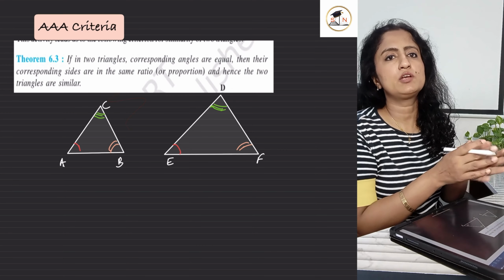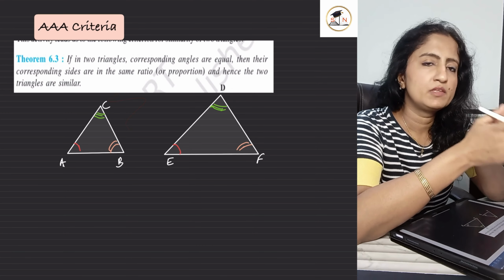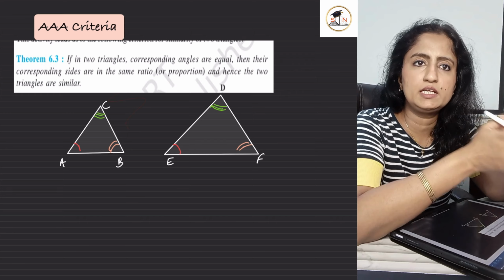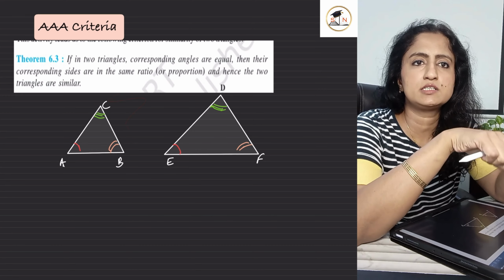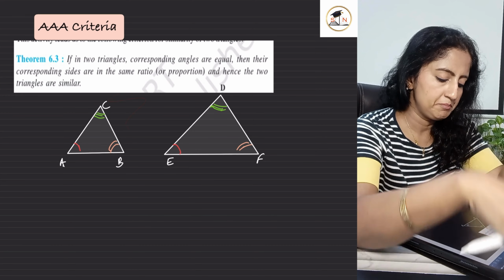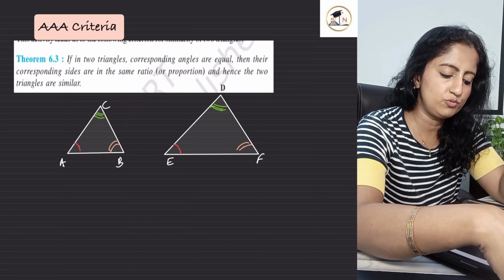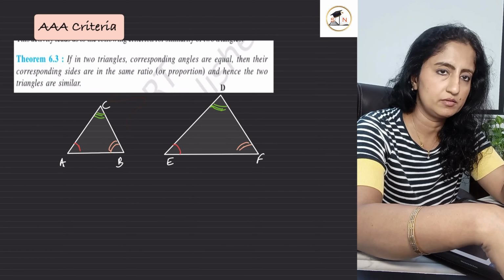First of all, we are not going to deal with any proofs. Proofs are not in your syllabus for any criteria. The only proof that is in your syllabus is for BPT. But over here, we are going to understand what exactly the criteria are, right?